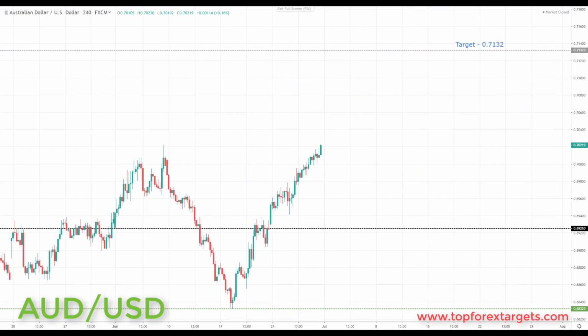So the next market we're going to look at is Aussie dollar. Now, last week we had this reversal to the upside in the Aussie dollar.